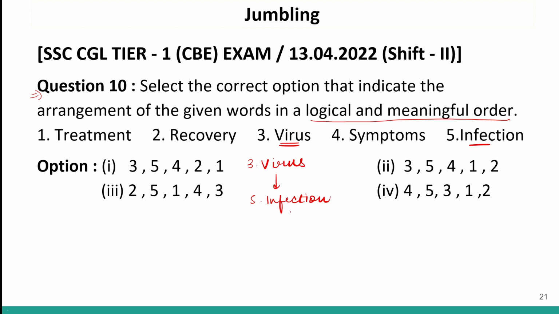When you have an infection, you will start showing its symptoms. Let's say you get some virus, you get common cold, then in that case you will show symptoms of fever, of coughing, right? When you show symptoms, you take a treatment, you'll go to your doctor and you'll ask for medicines, right? So you'll take a treatment, and after you have taken your treatment, you will be on the road to recovery. Correct? So the logical sequence is 3, 5, 4, 1, 2, which is given in option number 2. So option number 2 is the correct answer.